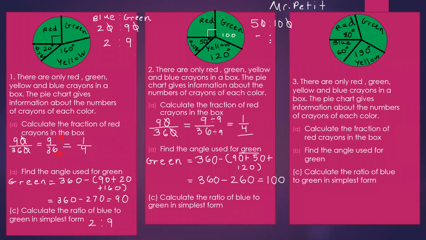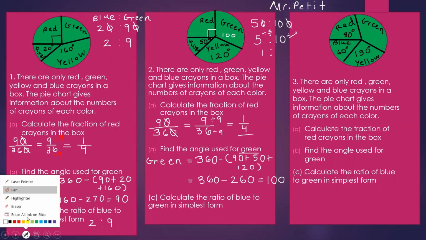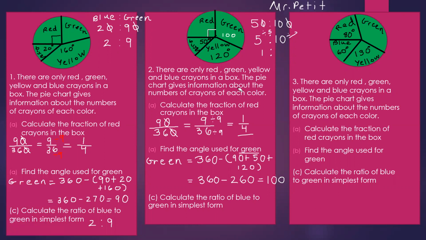5 to 10. Now, what could we divide by on both sides? 5. We could divide by 5, yes. 5 divided by 5 is going to be what? 1. And 10 divided by 5 is how much? 2. So the ratio is 1 to 2.